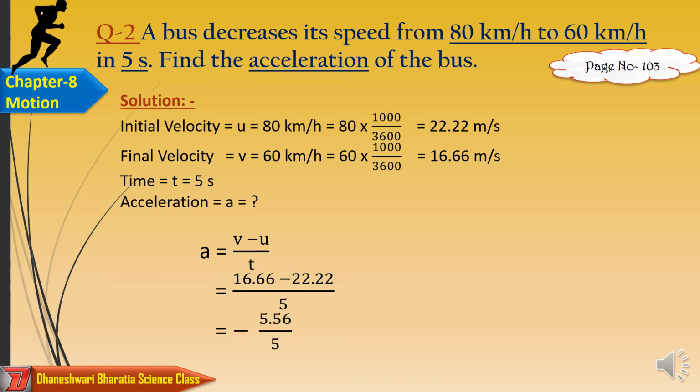Fine. Now because here the brake is applied, the brakes are applied by the bus driver. So of course it is going to be the negative acceleration, that is retardation. So final answer will obviously be negative. Am I clear? So the answer will be negative 1.112 meter per second square.